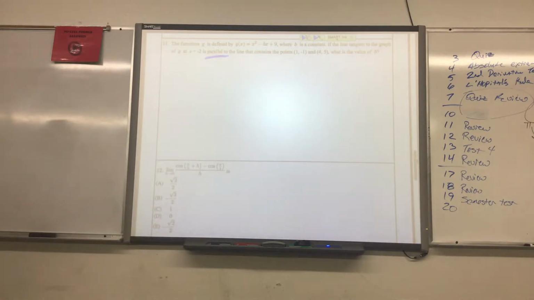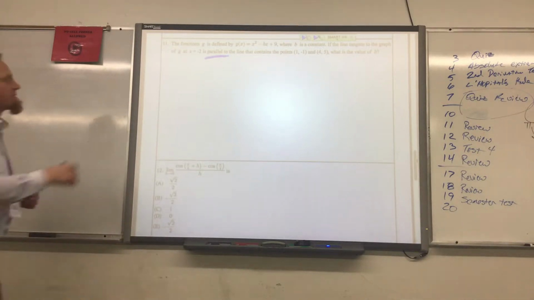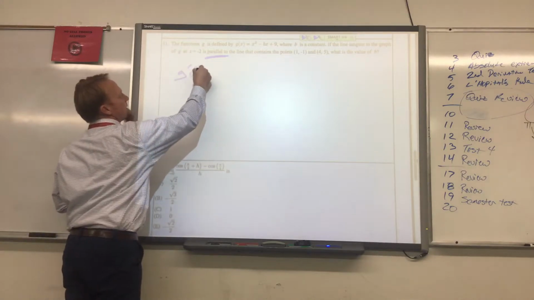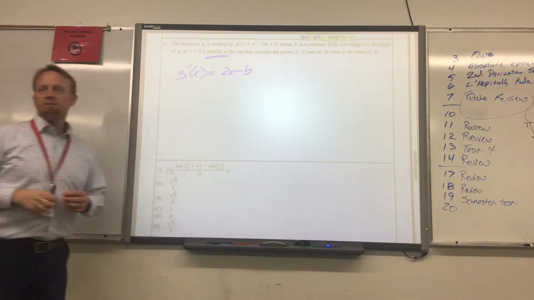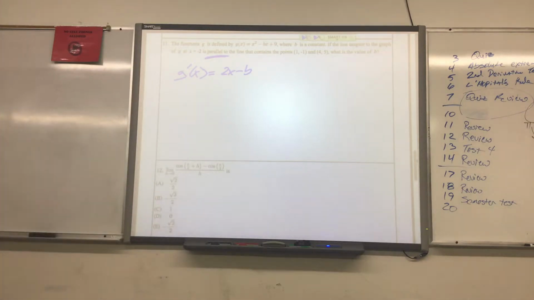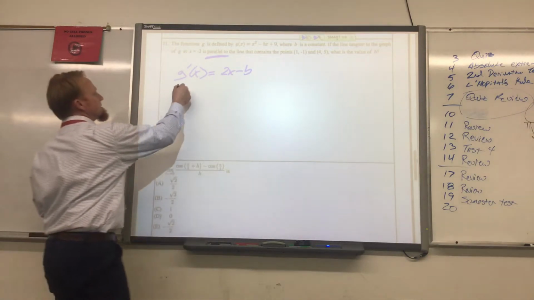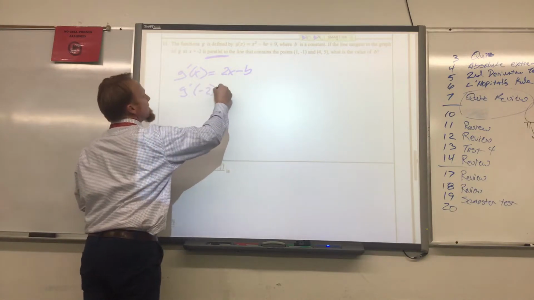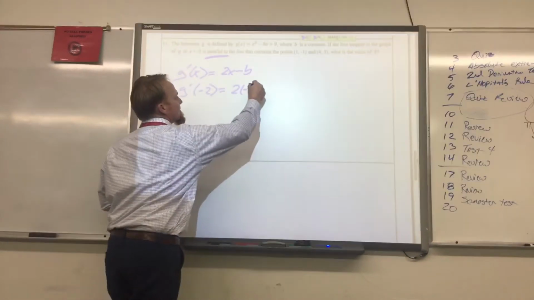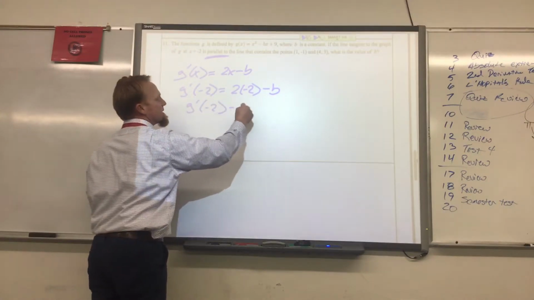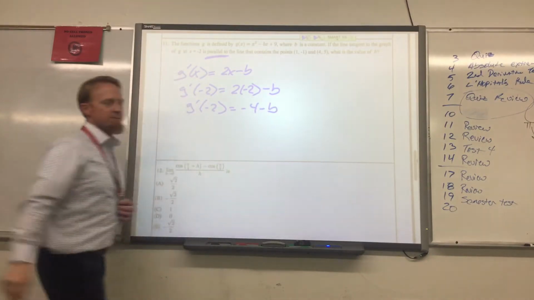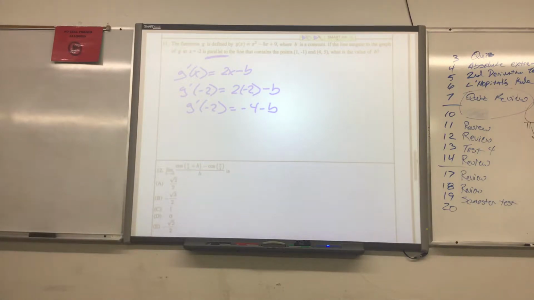Ethan? Did you take the derivative of the function? Take the derivative of the function. So g prime of x equals 2x minus b. And then plug in negative 2. So g prime of negative 2 equals negative 4 minus b. All right, we're piecing it together.